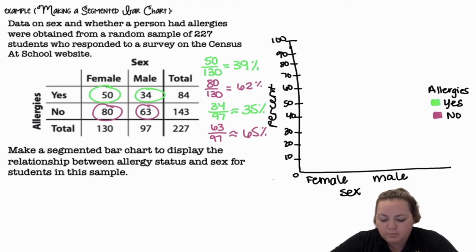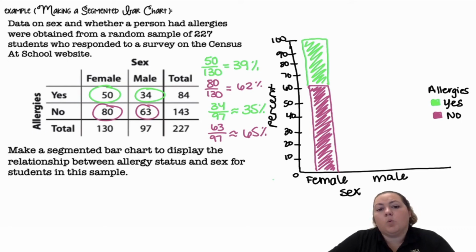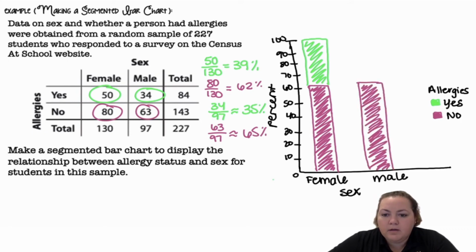All right, so females, we're going to 62% that do not have allergies, and 39% do. So together we stack those so that it makes 100%. All right, and then males, we have 65% that have no allergies and 35% that do have allergies. Okay, and that is a segmented bar chart.